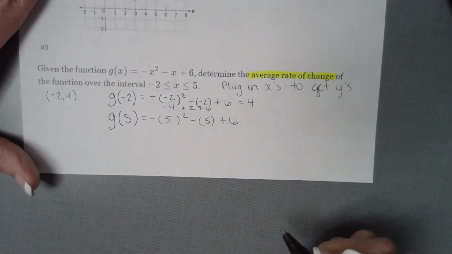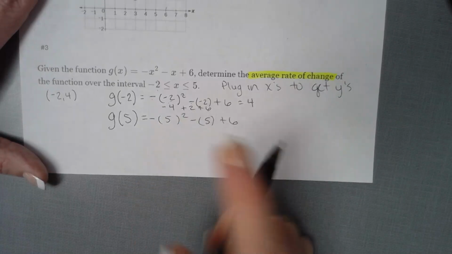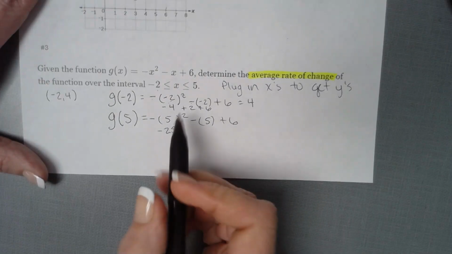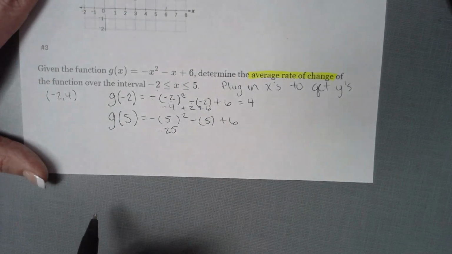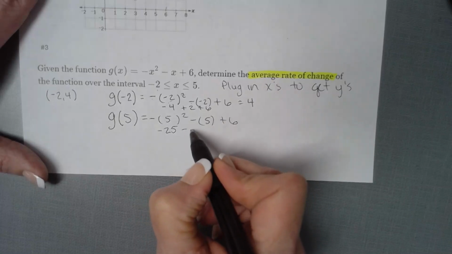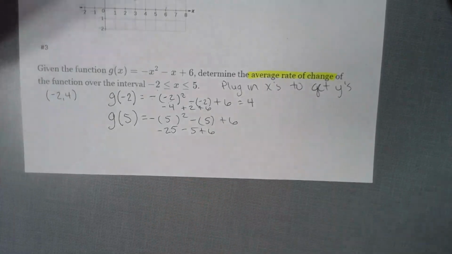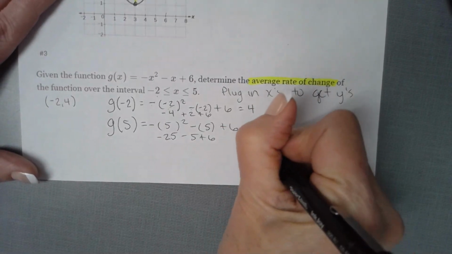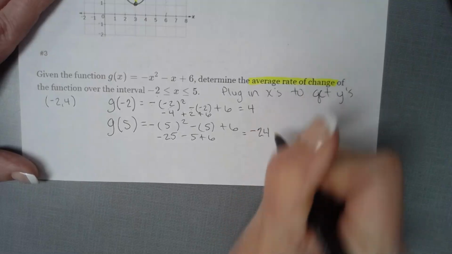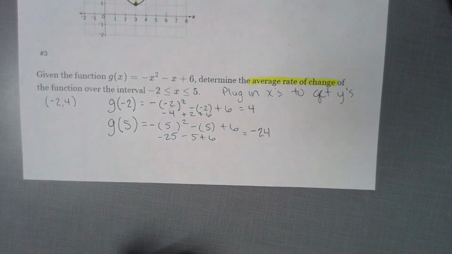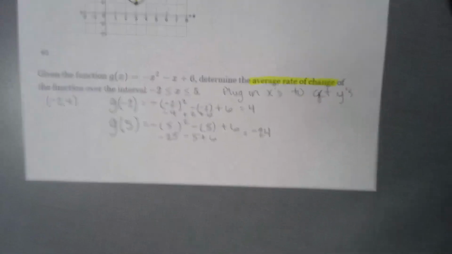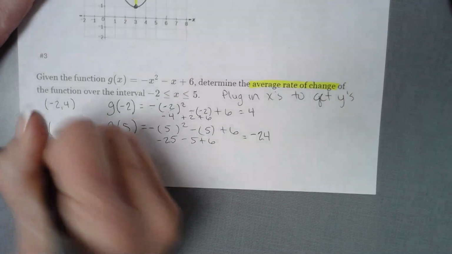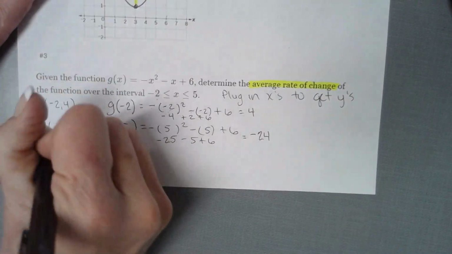Now I need another one. 5 squared is 25, and then we tack the negative on at the end because it's outside of the parenthesis. Minus 5 plus 6. When I put all that together, I get -24. So I created another ordered pair, the ordered pair 5, -24.